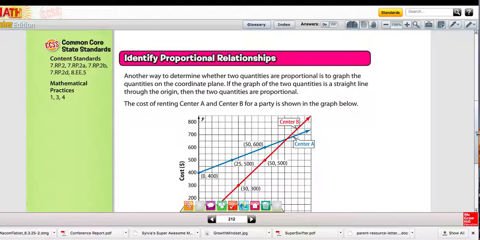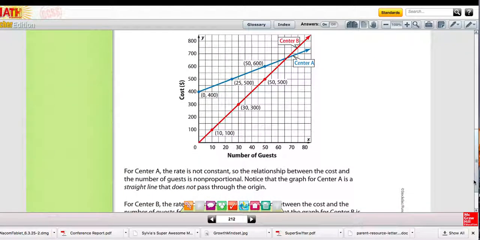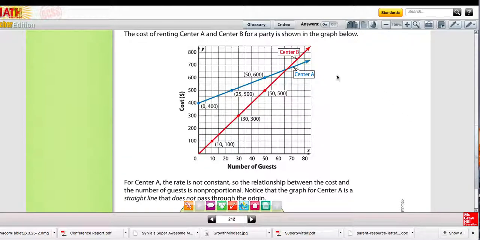You have a graph here on page 212 to look at, and you can see that center B is colored red and center A is colored blue. The reason that center A is not proportional is that the relationship between the cost and the number of guests is non-proportional. It's a straight line, yes, but it does not pass through the origin.